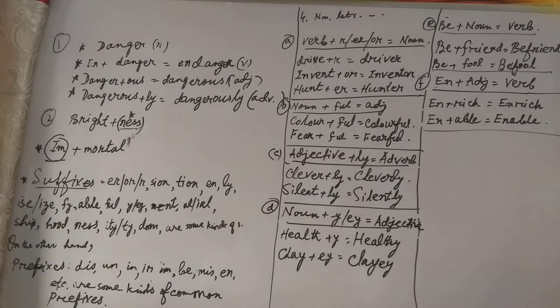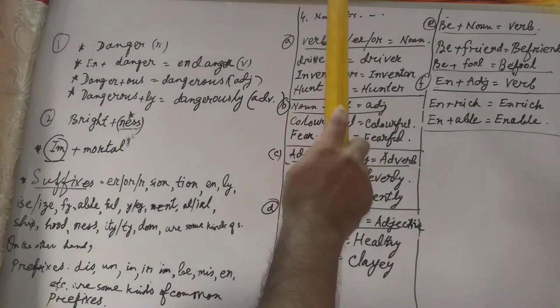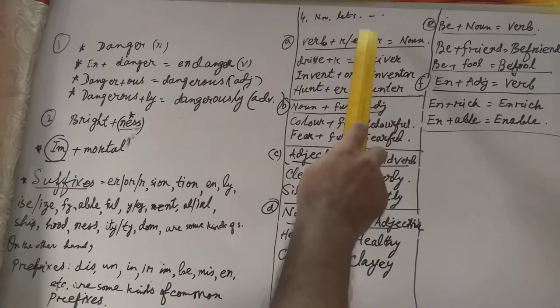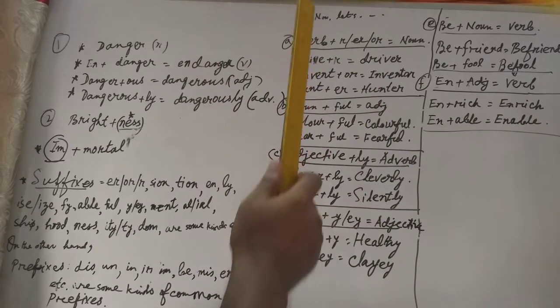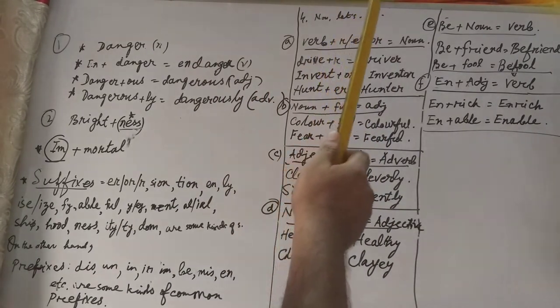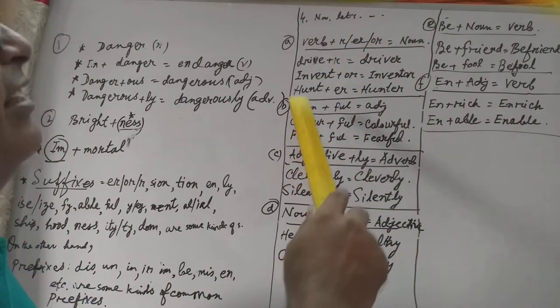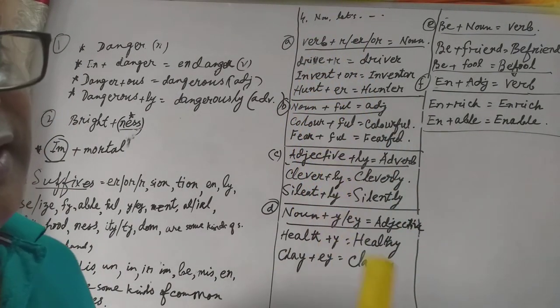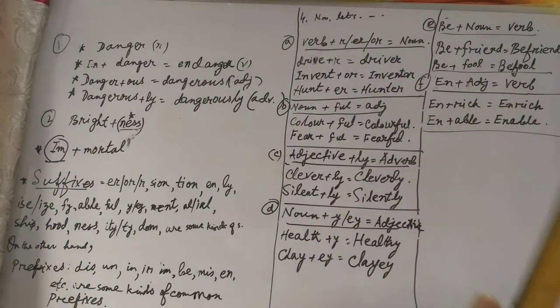Now let's see how the suffixes and prefixes help us to make another word, that is a new word. You can say it's also the process of making a word, turning a word into another part of speech. Here I will show you.